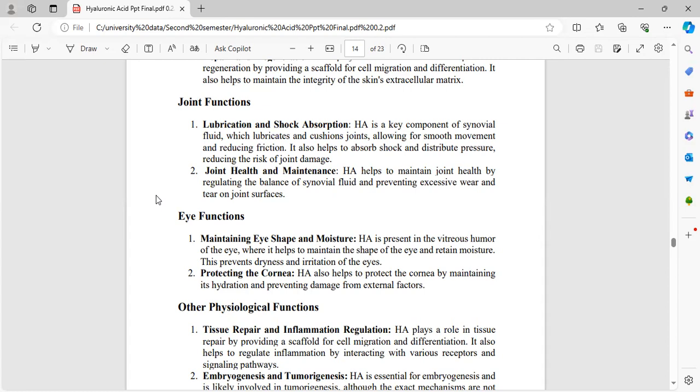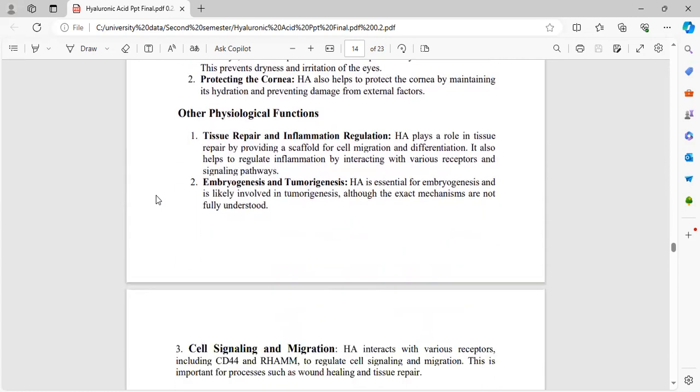Now I'll explain to you about other physiological functions. First one is tissue repair and inflammation regulation. Hyaluronic acid plays a role in tissue repair by providing a scaffold for cell migration and differentiation.